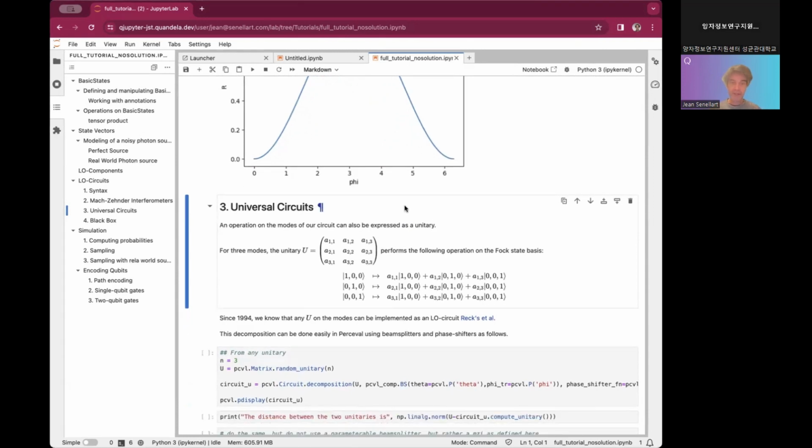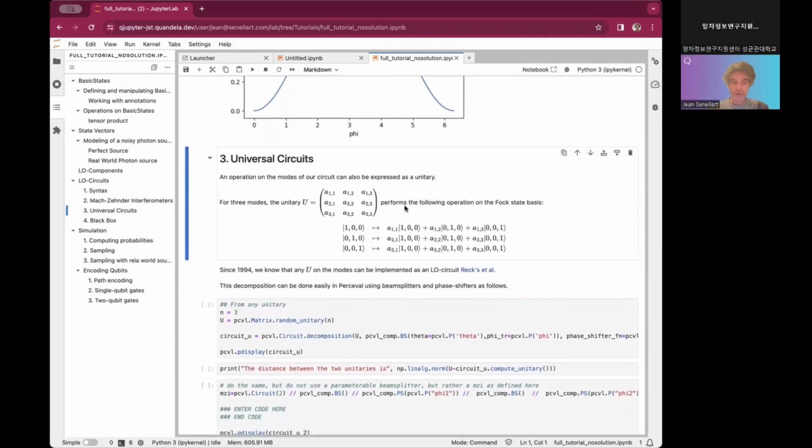Okay, let's suppose that we want now to do the other way around. We have a unitary, and we want to make the circuit corresponding to this unitary. So let's suppose that you have a 3-3 unitary, and what we'll be using here is what we call a decomposition method, which is also built in Perceval. The decomposition method means that you are taking a unitary and you want to find a circuit that implements your unitary.